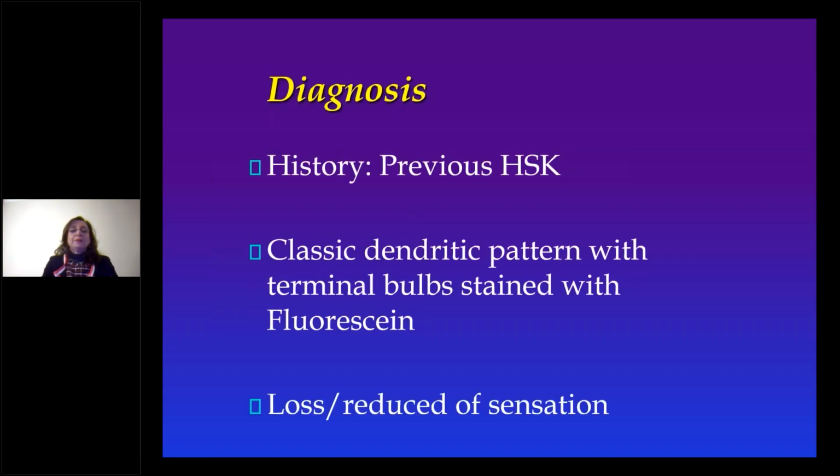So to diagnose herpetic infection, first you've got the history. So when you're suspicious, always ask about a history of previous herpetic keratitis, because it is commonly a recurrent disease. If you have a classic dendritic pattern, especially with the terminal bulbs which stain with fluorescein, then that's very pathognomonic. Always test, as Professor Du has showed you, corneal sensation. So loss or even reduced corneal sensation will give you clues that this infection is likely to be caused by herpes.